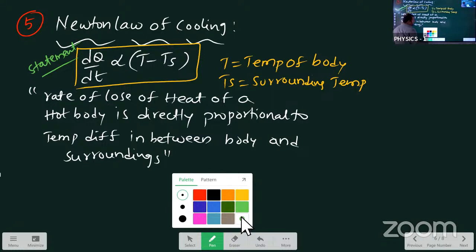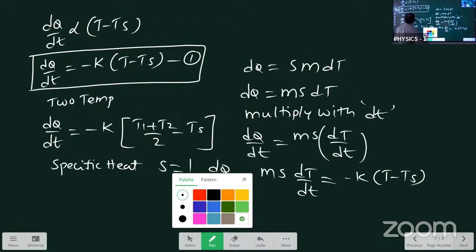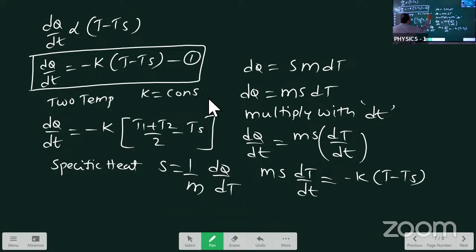Then after, the explanation. dQ/dt: in physics, d/dt indicates rate of change with respect to time. That is the meaning of d/dt. Q is nothing but heat. dQ/dt is directly proportional to the temperature difference between the body and surroundings. On removing the proportionality, a constant comes. The minus indicates that the temperature of the body decreases. So you write k equals constant.